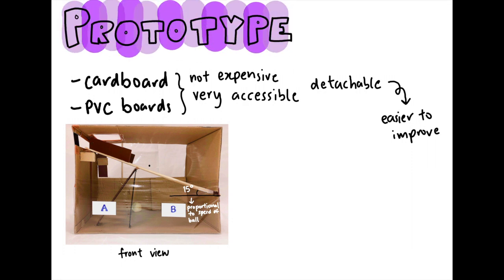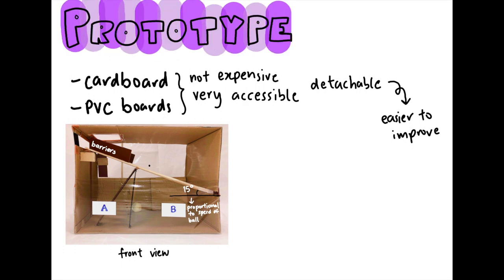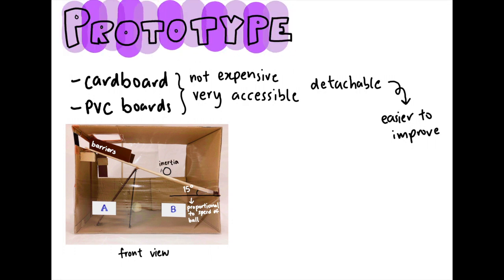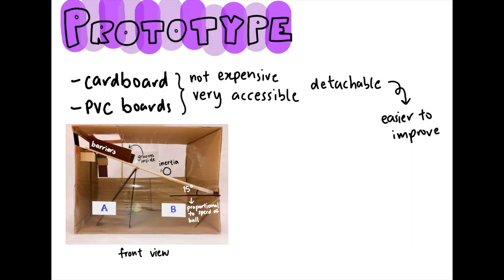We have also decided to put barriers on the sides of the ramp. This is to prevent the balls from rolling out. Some of the smaller balls may also continue to roll past their designated chambers due to their inertia. To solve this problem, we decided to add grooves along the barriers. The balls will hit this groove and thus stop rolling and fall into their designated chambers.